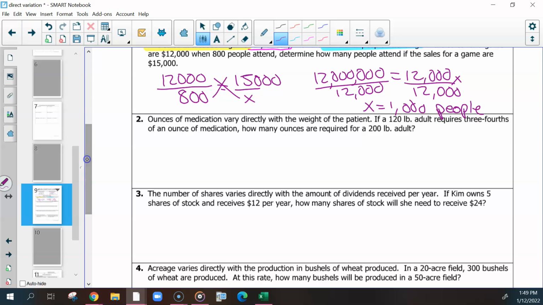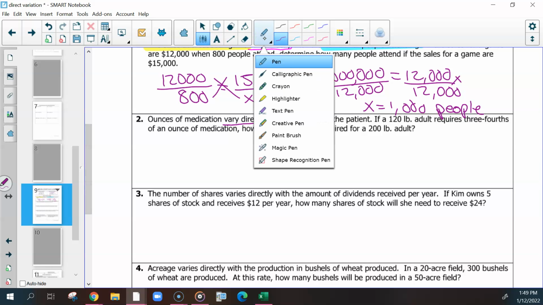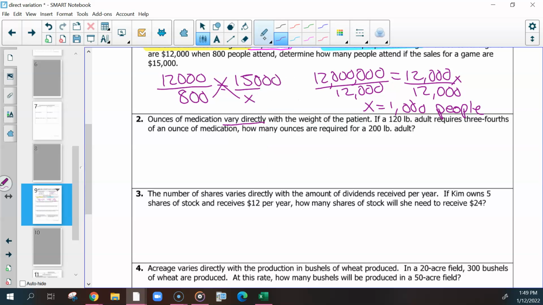For number 2, really the first part tells you kind of all the information you need to know, the important stuff. So ounces of medication vary directly, there's that word again, tells us what we're doing with the weight of the patient. So with this one, because we are using the other method, highlighter, yes. We know ounces of medication is going to be our Y.